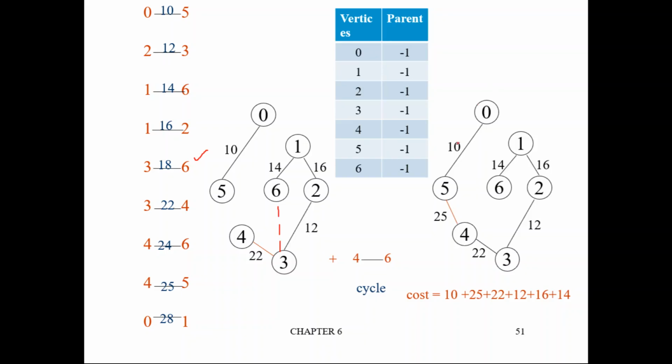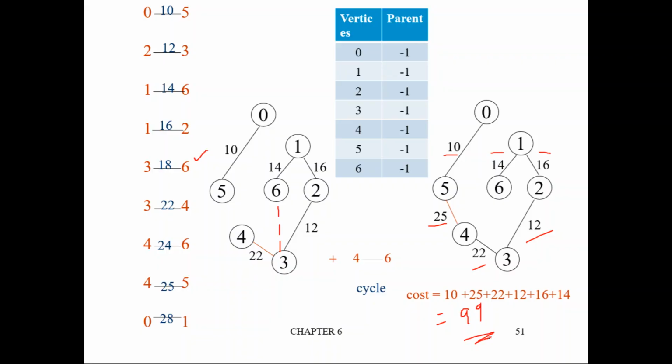Okay. So the cost of this spanning tree is what? You just add all the edge costs. 10 plus 25 plus 22 plus 12 plus 14 plus 16. Okay, what is that? I think it is 99. So the edge cost of this is 99. 25 plus 10, 35, 57, 69, 69 plus 30 is 99. So this is the cost of this spanning tree, right?